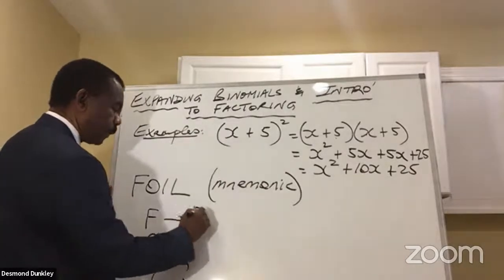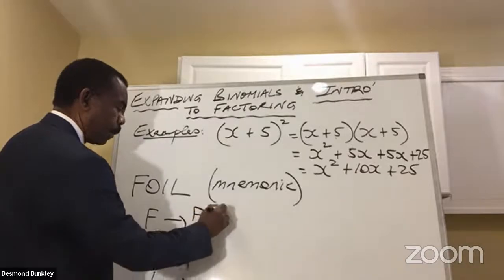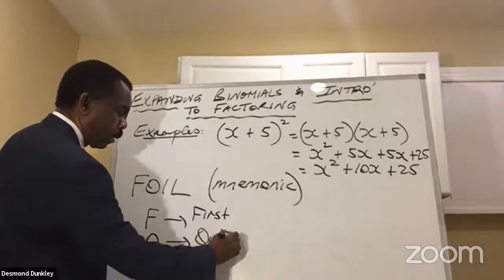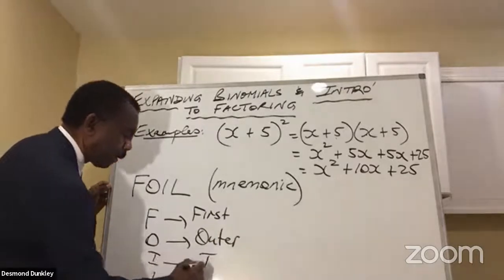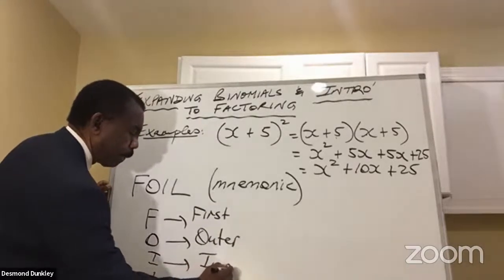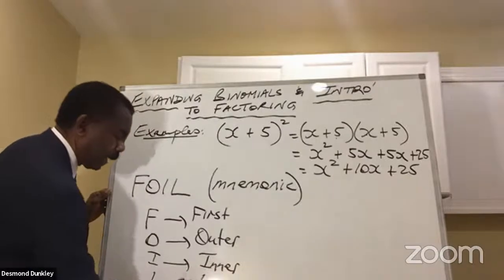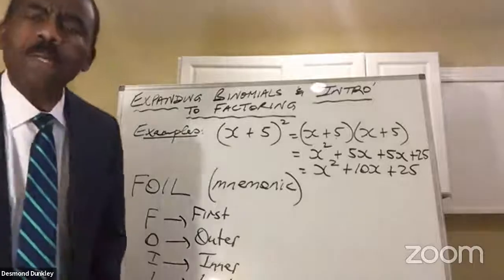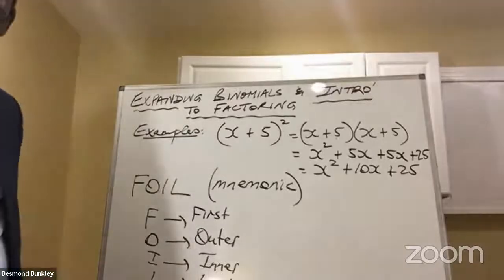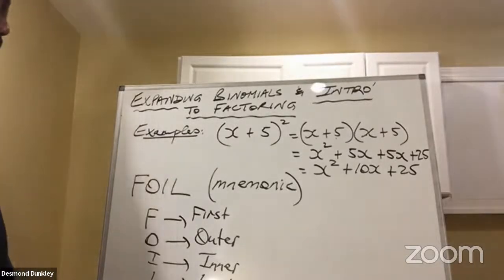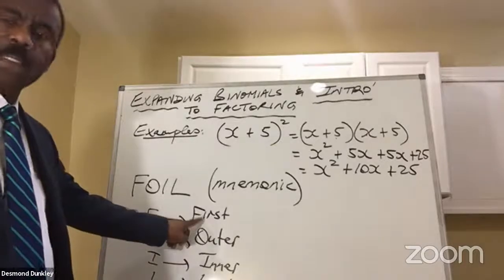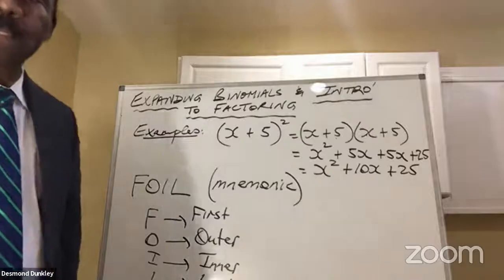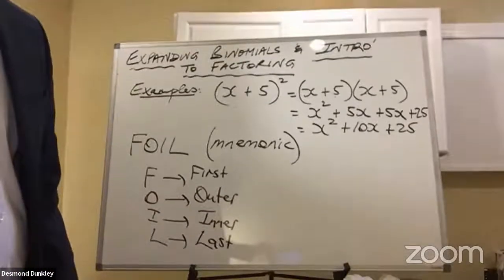Says F is for first, O is for outer, I is for inner, and L is for last. You must be wondering, what on earth are those four things dealing with? We have first, outer, inner, and last.